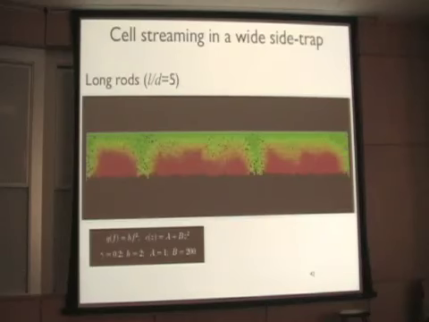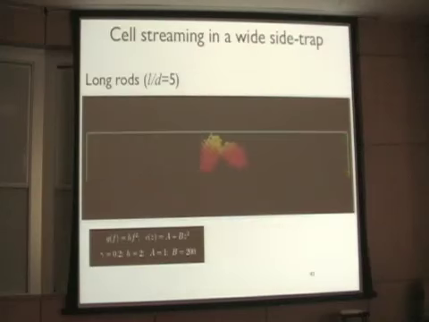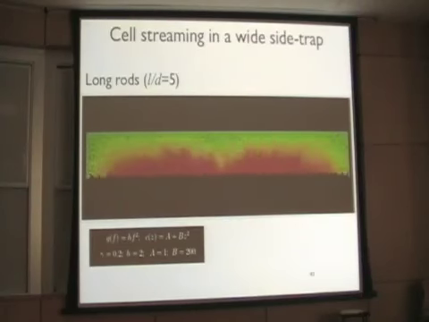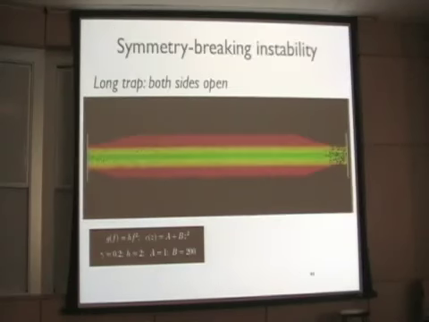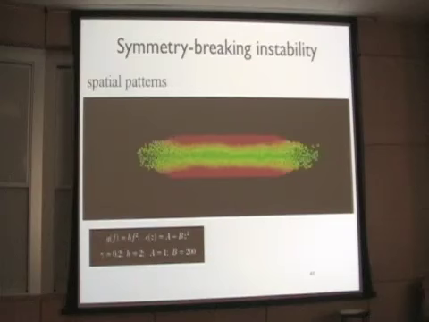It's interesting that even though I ignored the orientation, aspect ratio plays a strong role here, because if you have longer cells, then the orientation amplifies the streaming instability dramatically. You see that it's much more dynamic and much more pronounced than it was for short rods. This is aspect ratio 5. Okay, and let me skip this.